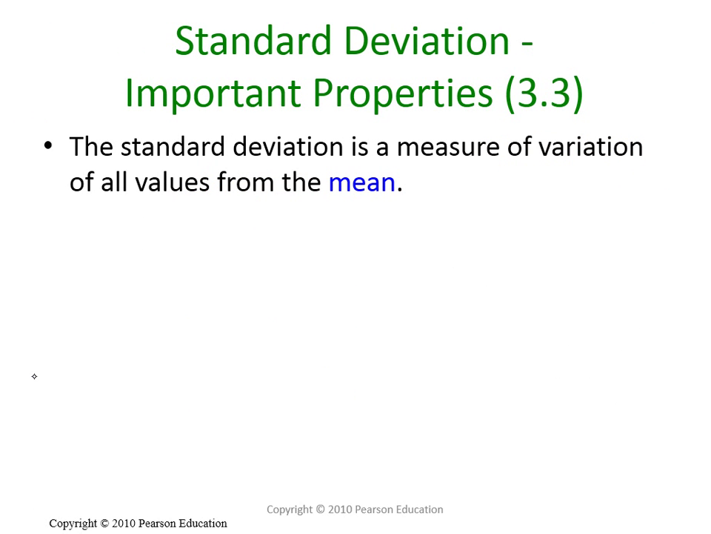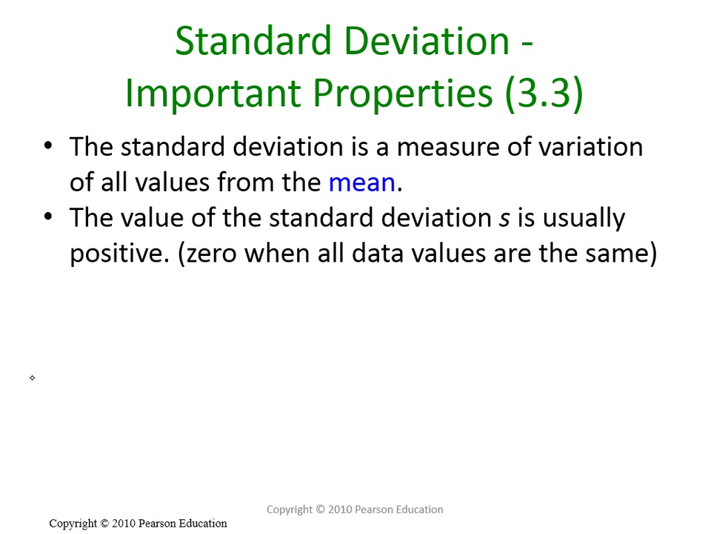Some important properties then of what that standard deviation really is telling us. First of all, the standard deviation is a measure of the variation of all the values from the mean. So we used every single number to compare how far it was from the mean. We did not just use the two extremes like we do for range. Every single data value is a piece of trying to calculate the standard deviation.